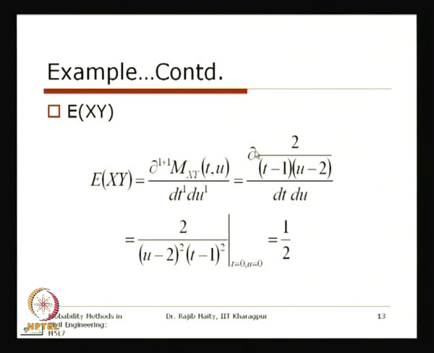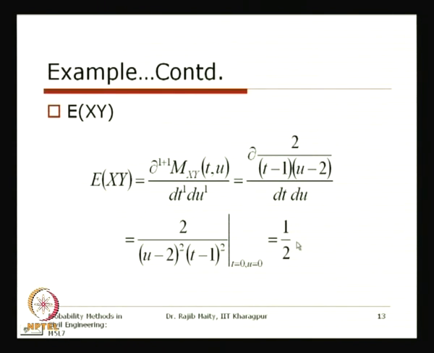So this will be d2, sorry, d2 here, since 1 plus 1 is 2. If we do this derivative, we will get this expression, and again we evaluate this function at t equals 0 and u equals 0, which yields the result half. So the expectation of xy is equal to half.